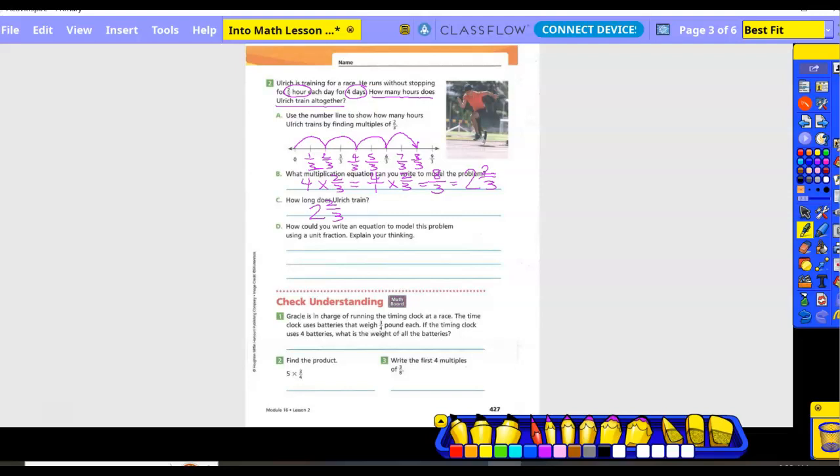What's my label? Hours. Okay, they want to know how you could write the model or an equation to model this problem using a unit fraction. So going back upstairs, here we had 8/3, right, guys? Yeah. So what could 8/3 also be equal to? What's my numerator? 8, right? So 8 could be my whole number times what would be my unit fraction? 1/3.